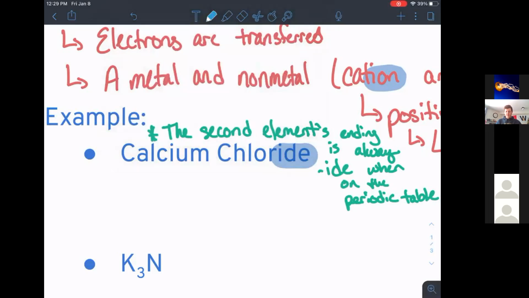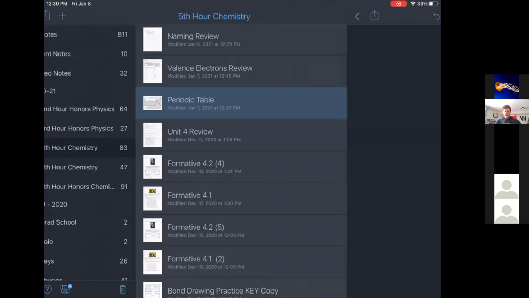So if we're looking at this one, we have calcium. So the first thing we need to do is figure out the element symbol for calcium. What is the element symbol for calcium? Anybody know? Anybody have a guess? We can look at our periodic table. Maybe that would help us.